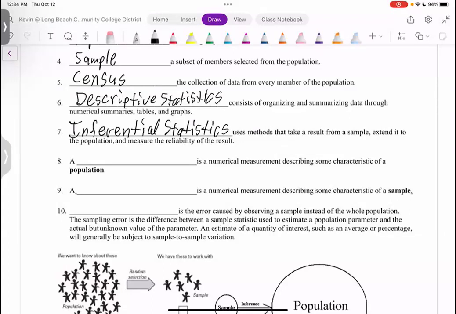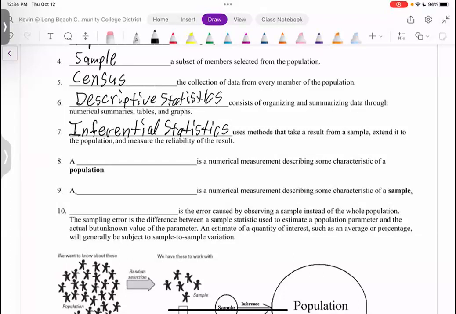It uses methods that take a result from a sample and extend it to the population, and then measure the reliability of the result. So you can see the word infer is here, big I at the beginning. And the idea is we want to use a sample to infer something about the population itself. That really is the goal for most studies that we're looking at.